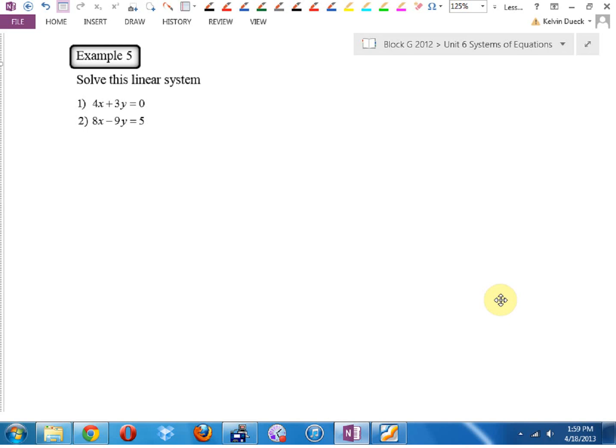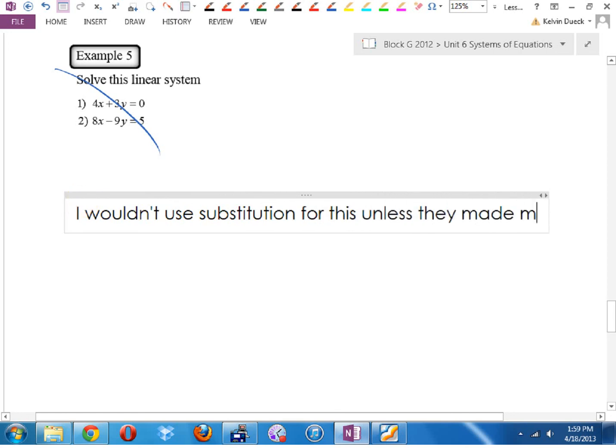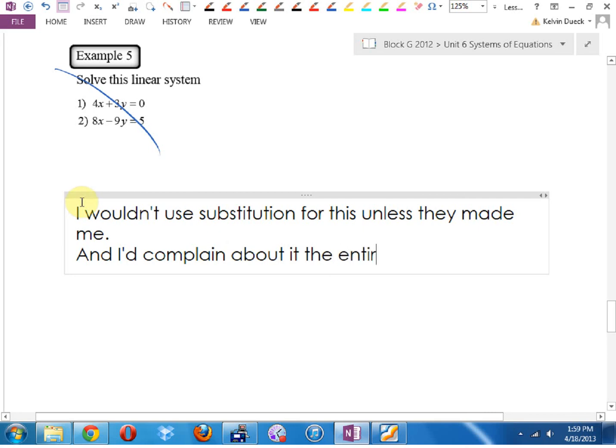Did I say I wouldn't use substitution for this? Is that what I said? Substitution for this unless they made me. And I'd complain about it the entire time. I'd say, wait a minute, I got a better, cleaner method that's going to avoid the yuckiness of fractions.